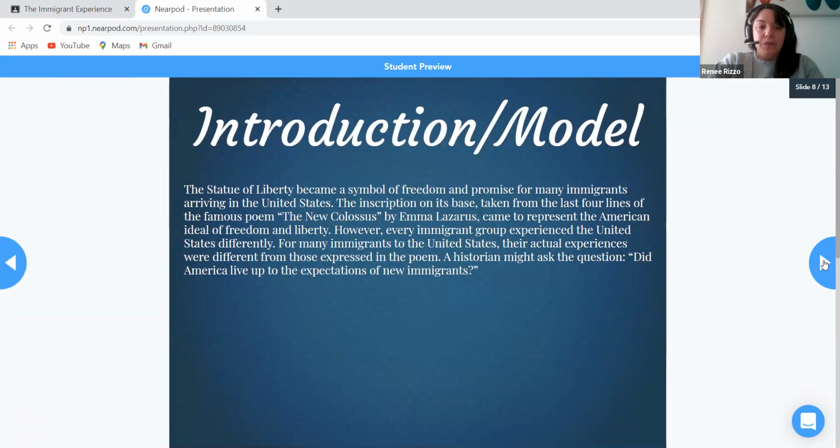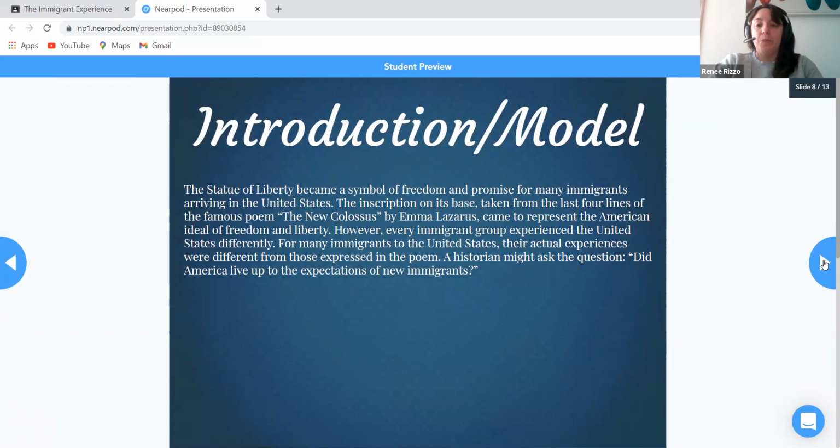Introduction model. The Statue of Liberty became a symbol of freedom and promise for many immigrants arriving in the United States. The inscription on the base, taken from the last 4 lines of the famous poem The New Colossus by Emma Lazarus, came to represent the American ideal of freedom and liberty.